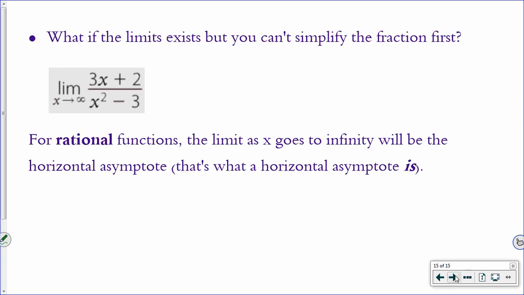So here's that final case. What if the limit exists, but you can't simplify this fraction? Maybe you don't have a calculator. So here's a case where if you can identify what the horizontal asymptote is, you'll know what the limit of this function is as it goes to infinity. So if I'm not able to use a graph to just see, I'm going to want to know my asymptote rules. So this is one of the cases where I have a function on top and a function on bottom.